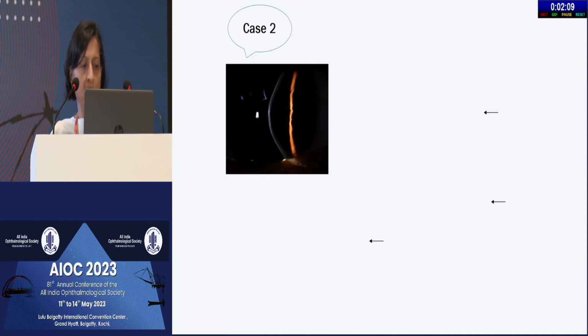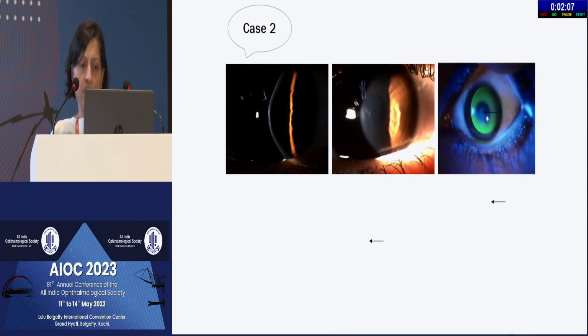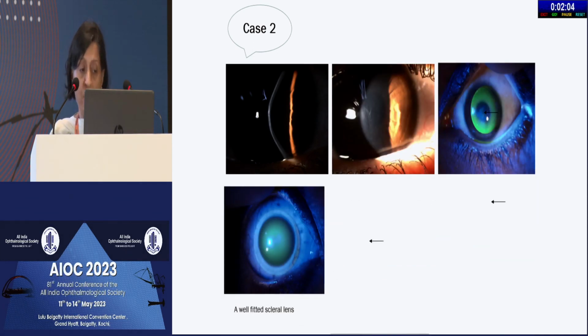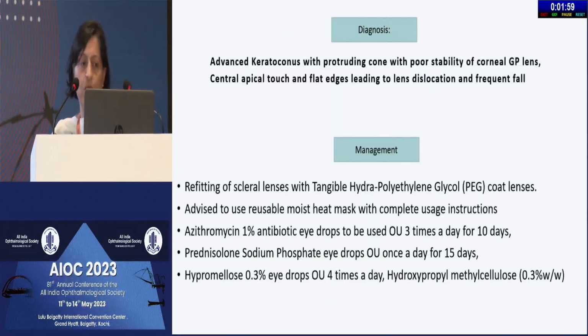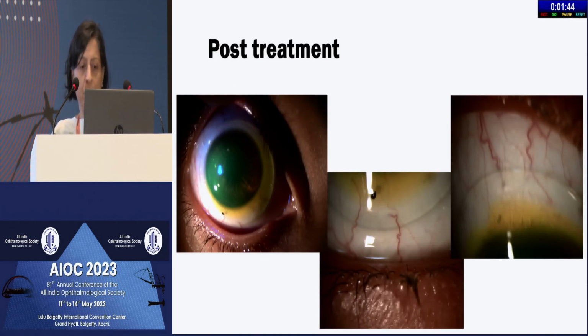Deposits and care: you can see patients of severe keratoconus, how they do well with a well-fitted contact lens, but you can have lipid deposits, so they do require periodic professional cleaning. We can have a protruding close, poor stability; refitting can be done, and you can also advise reusable moist heat masks with complete usage instructions, and one can sometimes give antibiotic eye drops for 10 days, and sometimes steroids may be required as well, to control the inflammation, because we have shown that just having the contact lens on the surface is, after all, a foreign body, and it does produce changes in the meibomian glands.